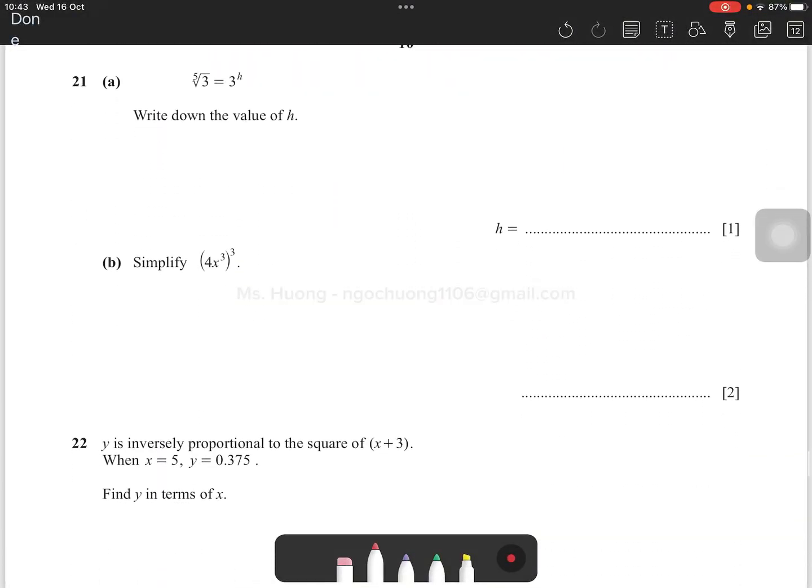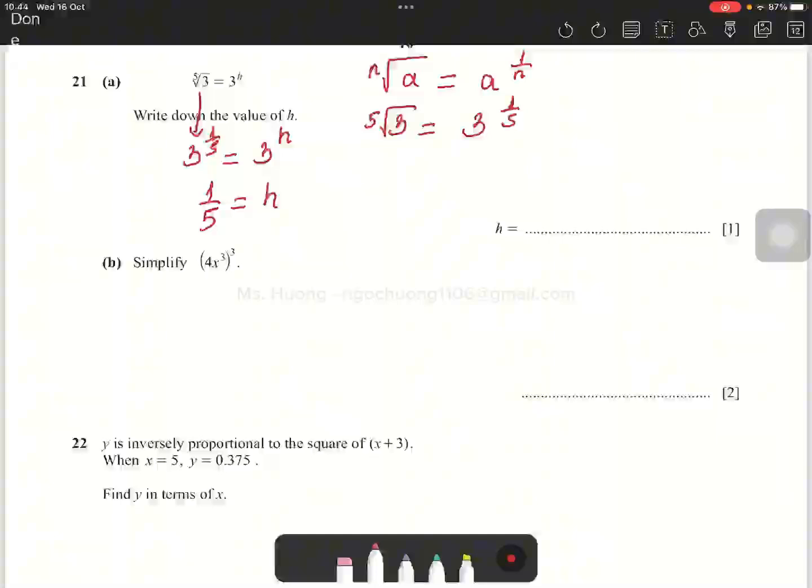Question 21a. The fifth root of 3 is equal to 3 to the power of h. Write down the value of h. First of all, you know that the nth root of a is equal to a to the power of 1 over n. So the fifth root of 3 is equal to 3 to the power of 1/5. And on the right hand side, we have 3 to the power of h, which means 1/5 is equal to h. So we can write h is 1/5 or 0.2.